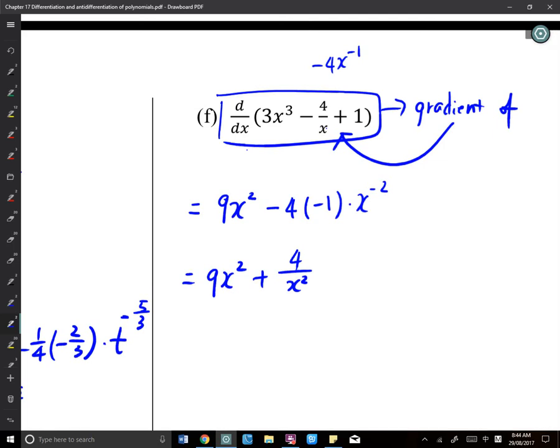So the importance is the notation. The notation, this whole thing, means the derivative of the inside function. So you will write an equal sign. You're not going to say dy/dx, there's no y. This notation means differentiate that function.